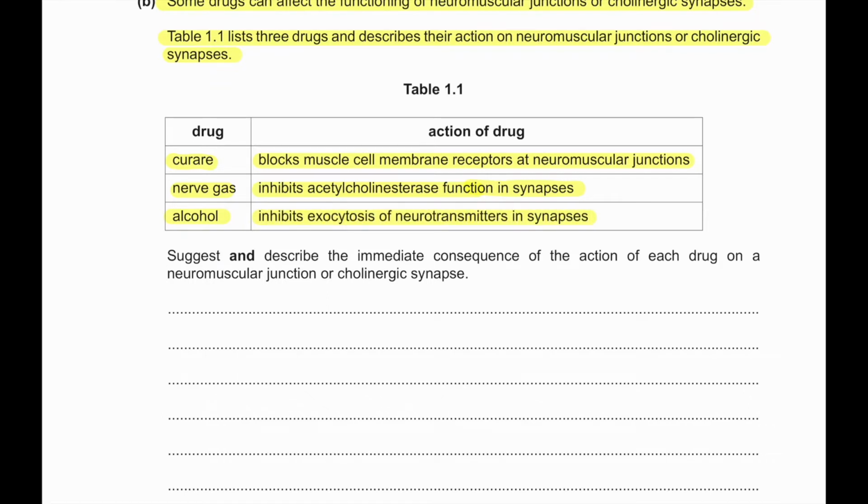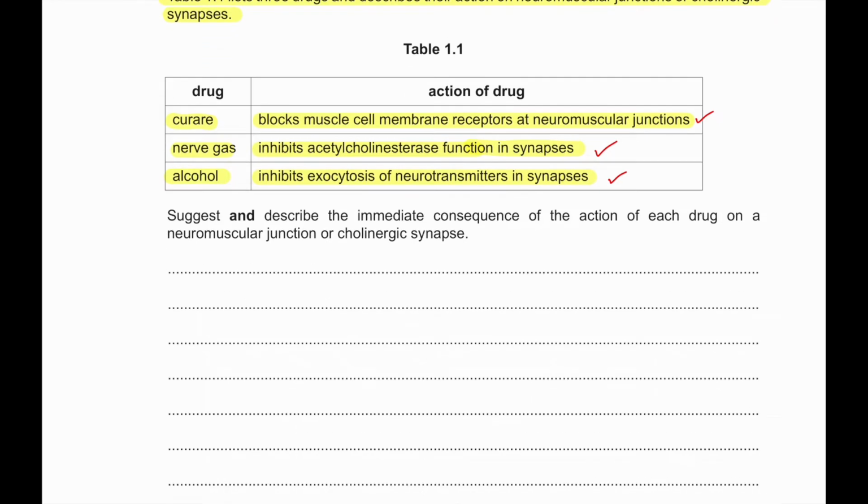So if we look at the functioning of these particular drugs, curare, which blocks the muscle cell membrane receptor at neuromuscular junction, will prevent it from receiving signals. With nerve gas, continuous depolarization will occur because acetylcholinesterase will not function and acetylcholine will not be broken down. In the case of alcohol, it will inhibit the exocytosis of neurotransmitter from the synapse, so there will be no acetylcholine binding with the receptors. So fewer ligand-gated sodium ion channels will be able to open.